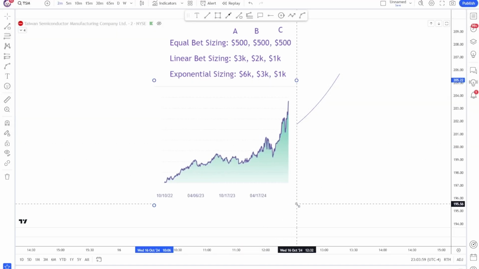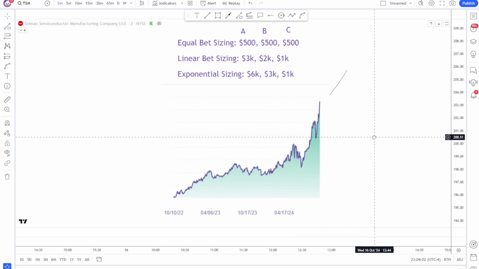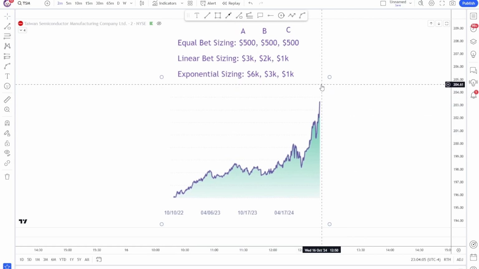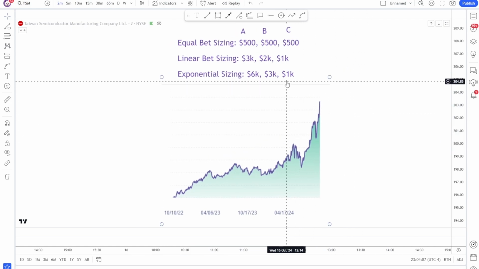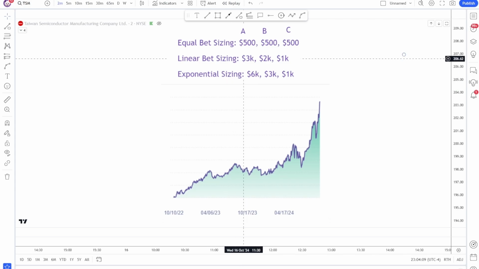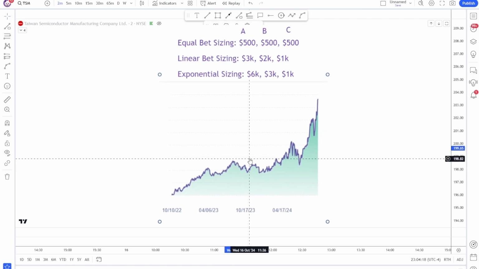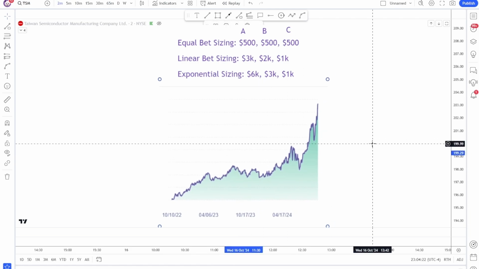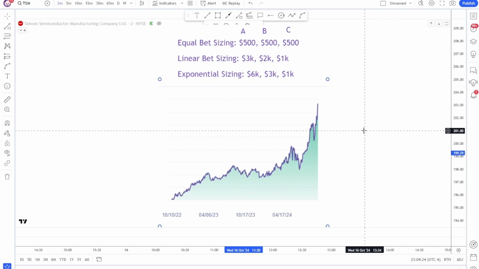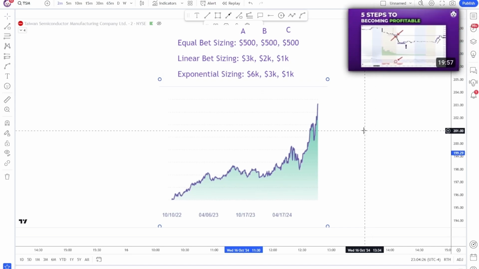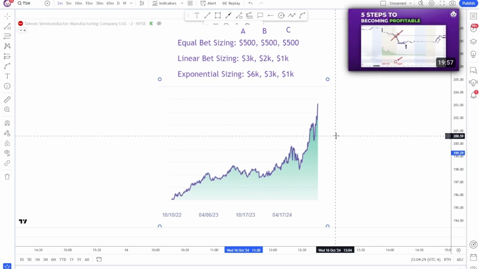So I used to start out just like everybody else, equal bet sizing, learning how to trade, so on and so forth. And then as I became more experienced, I began to introduce more linear bet sizing. And then once I got very experienced and more advanced, I realized that the difference in trading is exponential bet sizing. I cover some important topics in my other full guide about how to become consistently profitable, like determining your edge and so on and so forth.